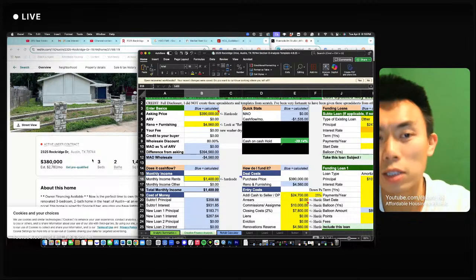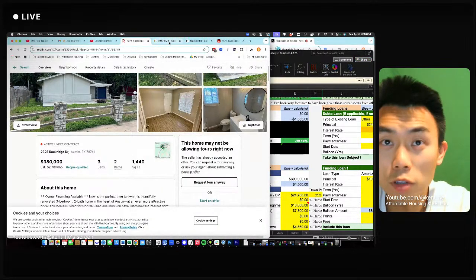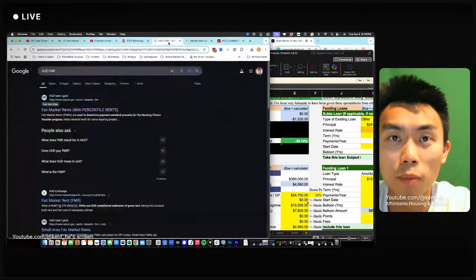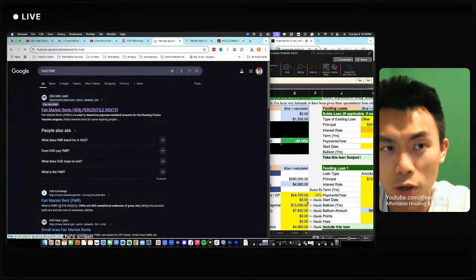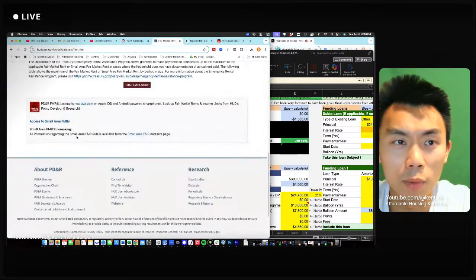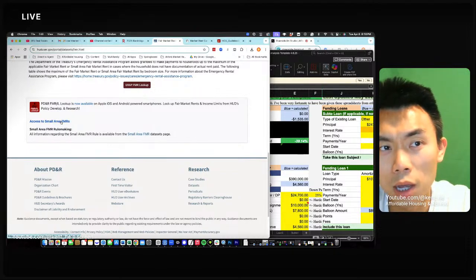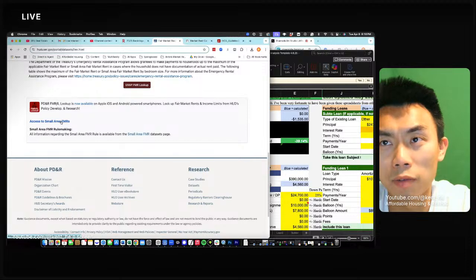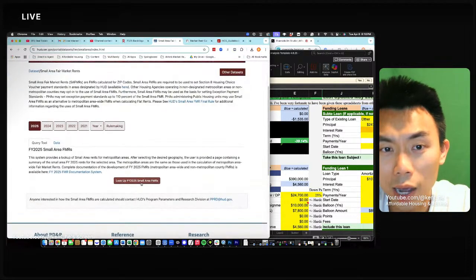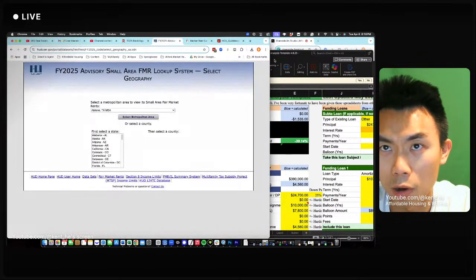Now for my rent, I need to look at two places. The first thing I'm going to do is look up the HUD FMR, the fair market rents. I'm going to Google that, click on the first link, then scroll to the bottom and click on access to small area FMRs. When I click on that, I'm going to look up FY 2025 small area FMRs.